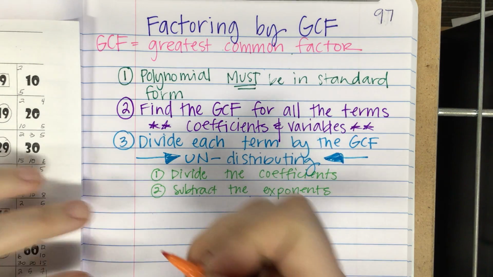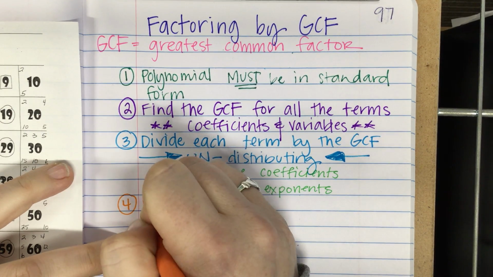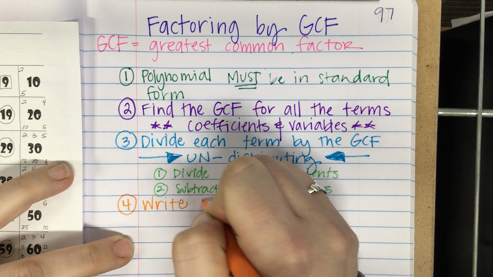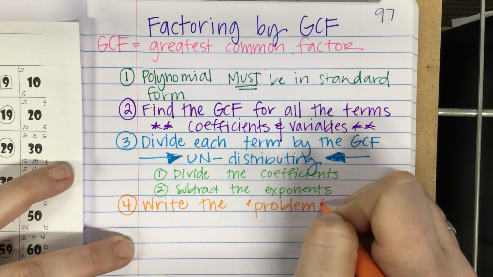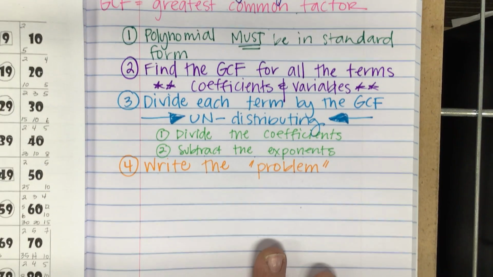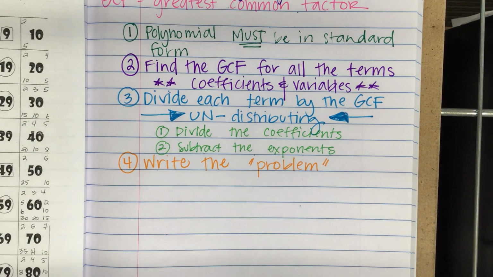And then we're going to write our answer. We're going to write the problem, because it's going to look like every problem we've had up until now. When you're given something with parentheses, our initial thought is to distribute, right? Get rid of the parentheses. However, today we're given the answer and we're undistributing it. We're making the problem.